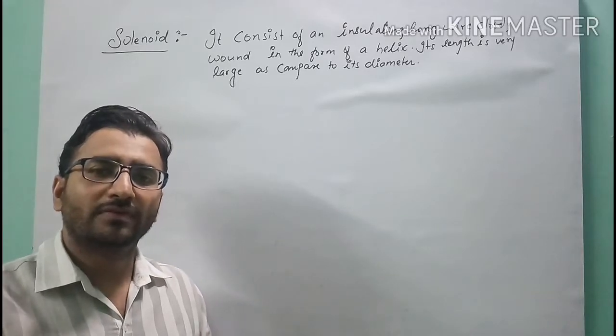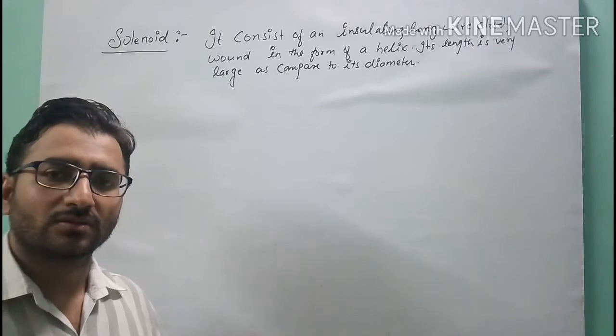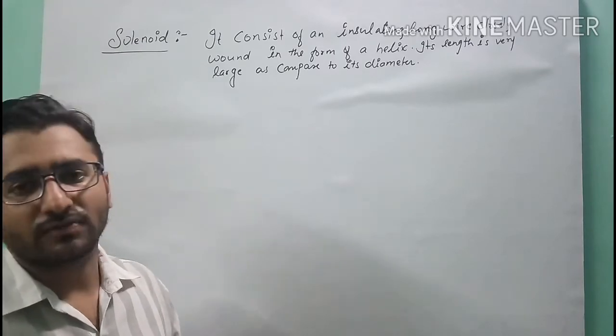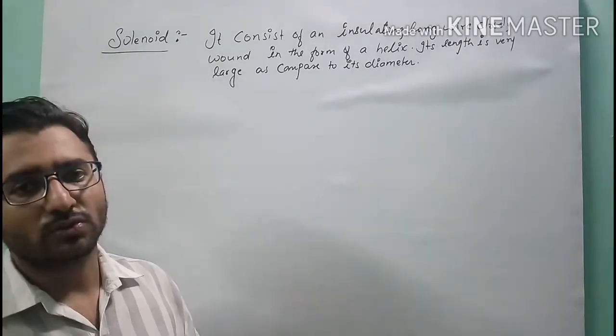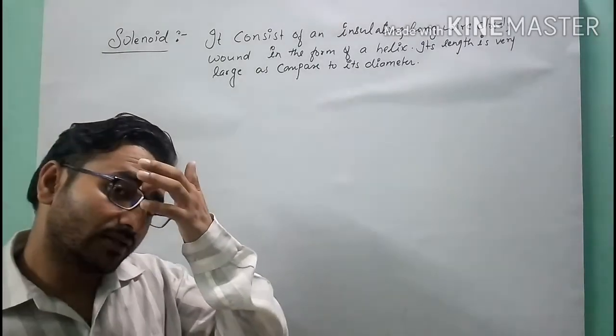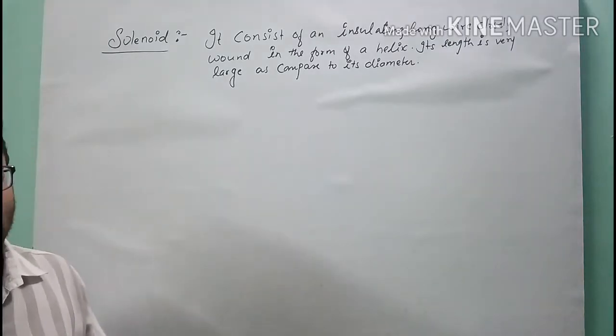Hello students, today we will discuss the next topic of chapter 4. The first topic we will discuss is the solenoid. I have written the definition in front of you, and after that we will discuss the next topic, the toroid. So first see the definition and read it.